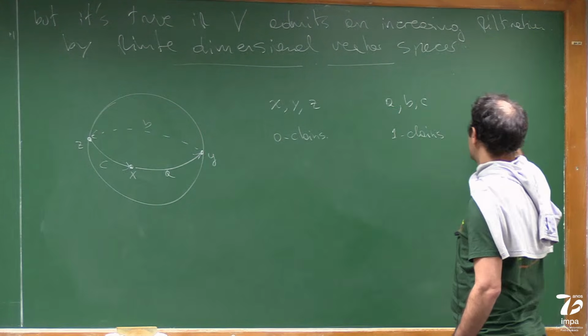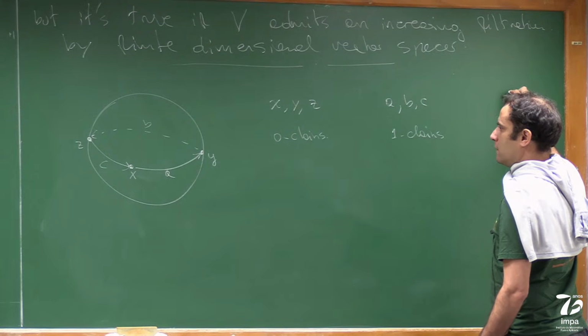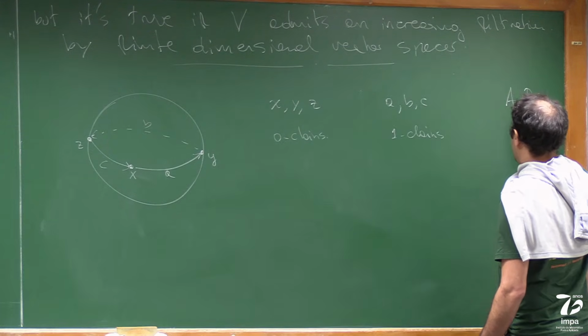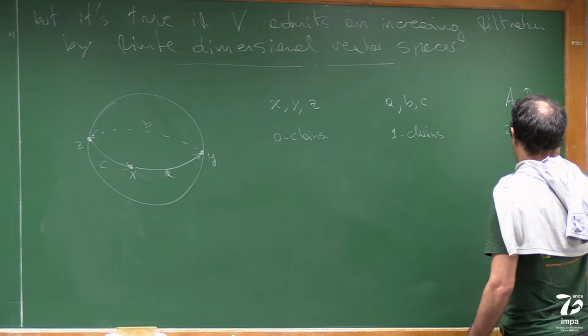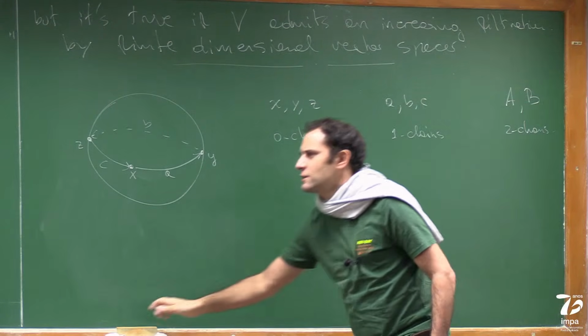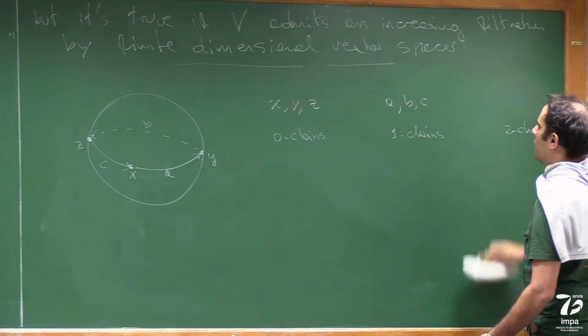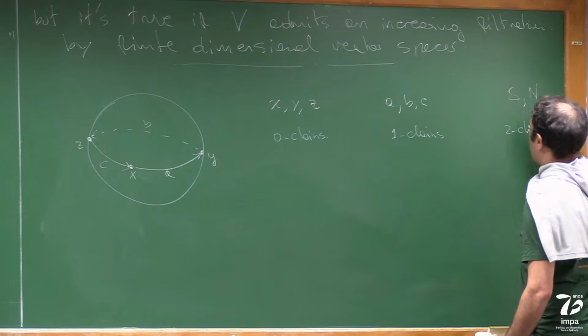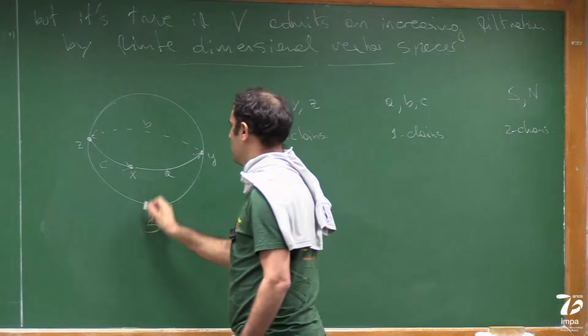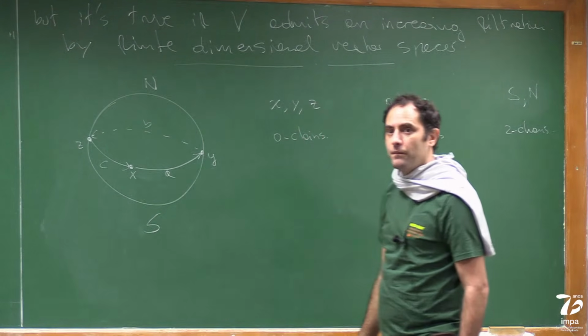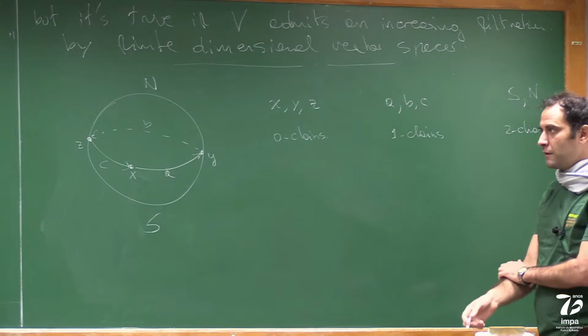And I have 2 chains, A and B, which are the 2 hemispheres. Oh, yes, south and north are the 2 chains, which are this triangle up there. Okay.